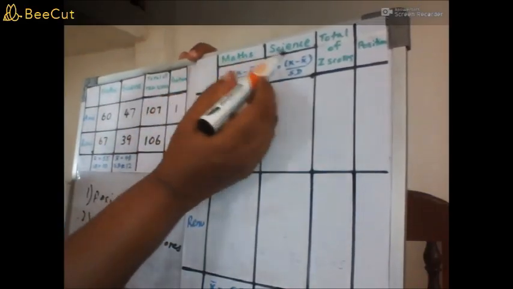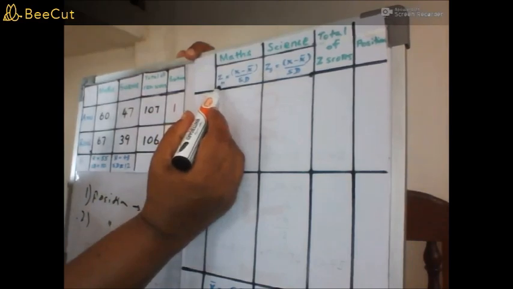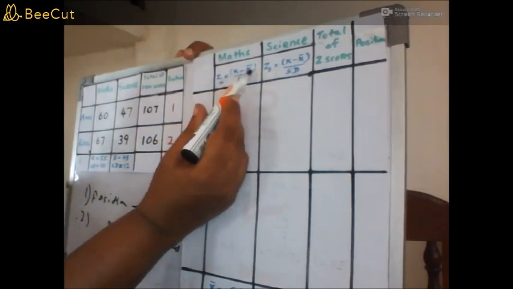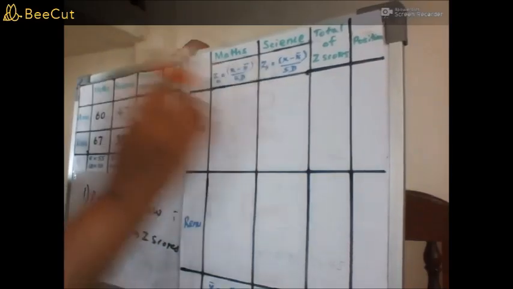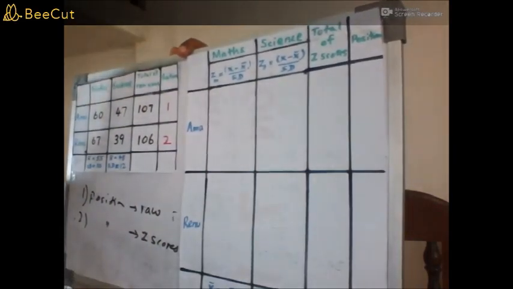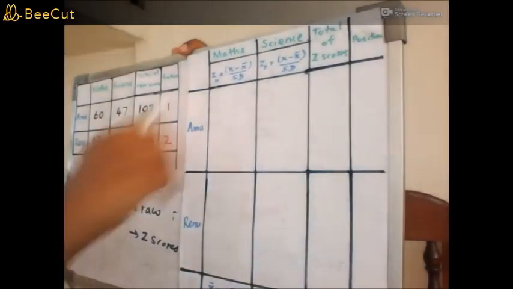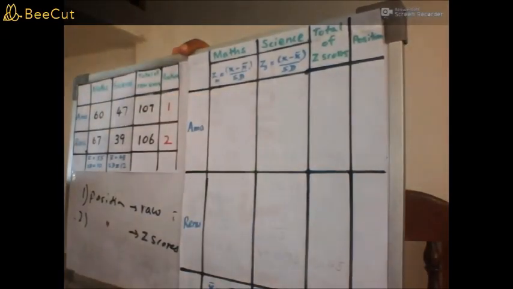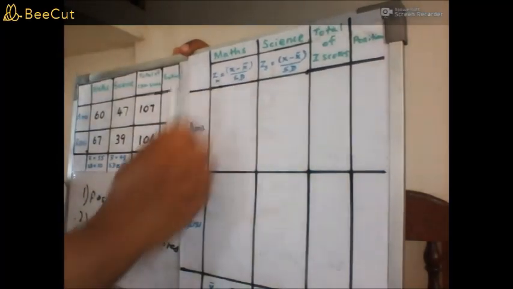Here now, maths and science, we are calculating the Z score for the maths subject, right? X minus X bar divided by SD, the same. And for science also, X minus X bar. Sometimes they will give different values also. Y minus Y bar divided by SD, right? A minus A bar divided by SD. It doesn't matter. It's like this. Then now we have to calculate.